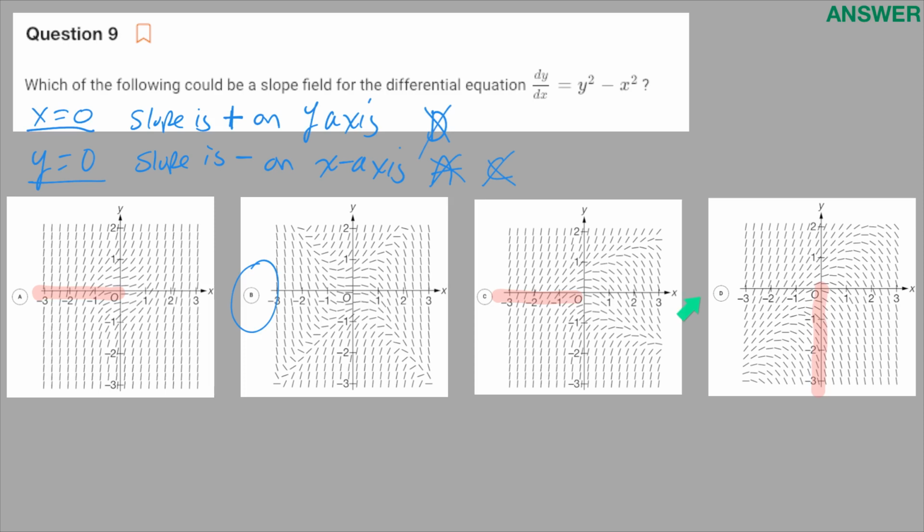that eliminates choice D. If I do the same thing, but this time letting y equal 0, when y is 0, the rate of the slope is negative x squared, which means the slope must be negative. These are positive slopes, these are negative slopes, and these are positive slopes. So A and C are eliminated, which leaves us with just B.